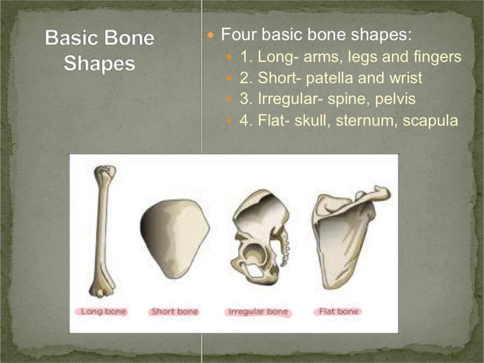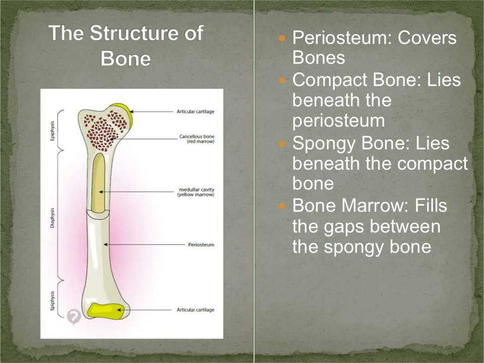And then we have flat bones, like your skull, which is made up of flat bones. Your scapula, as shown in the picture here, which is your shoulder blade. And also your sternum or your breastbone. Those are all flat bones.